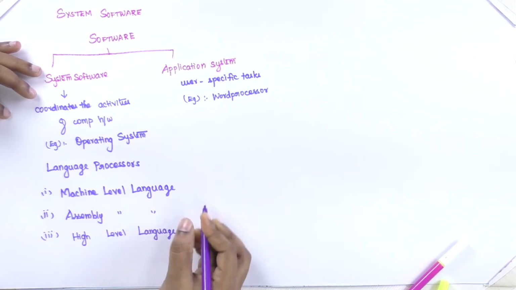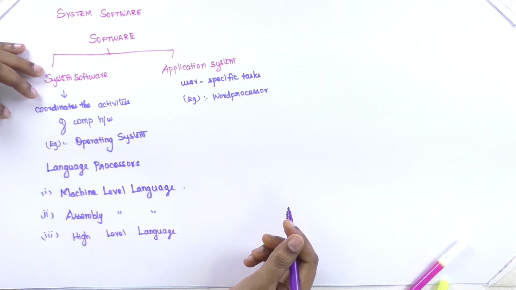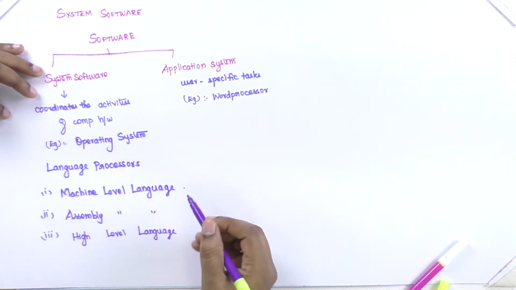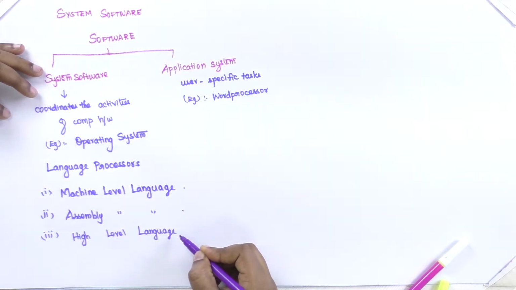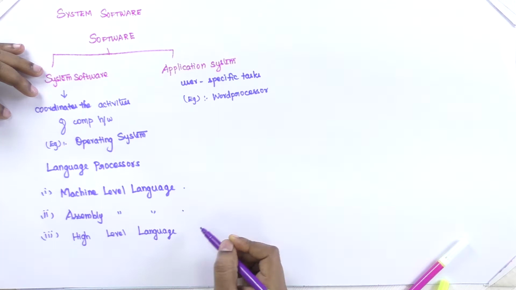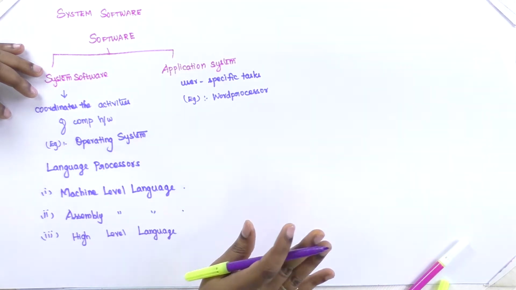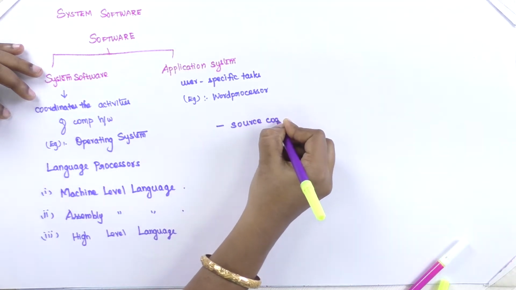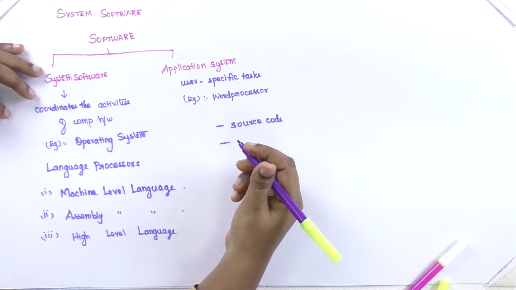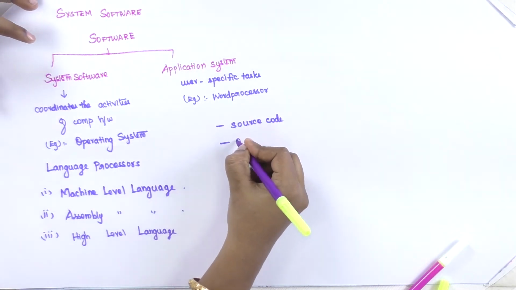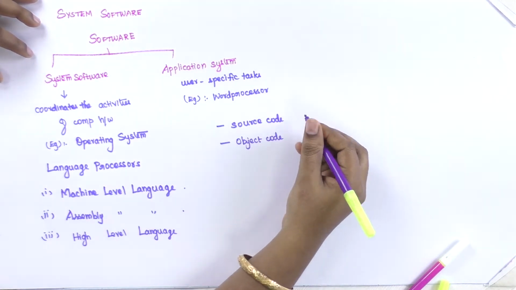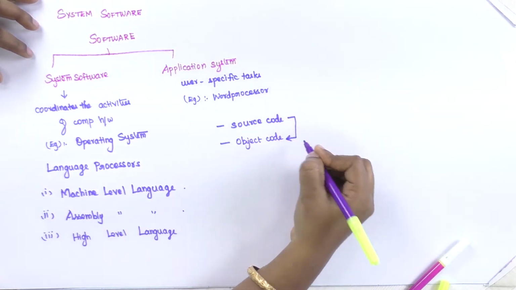Machine level language is the string of zeros and ones which are understandable by our machines. Assembly language is a combination of mnemonics, and high level language uses English like statements and is completely independent of the machines. Whatever programs are written by the users are called source code, and the set of instructions that is understandable by the machines is called object code. Language processors help in converting this source code to object code.